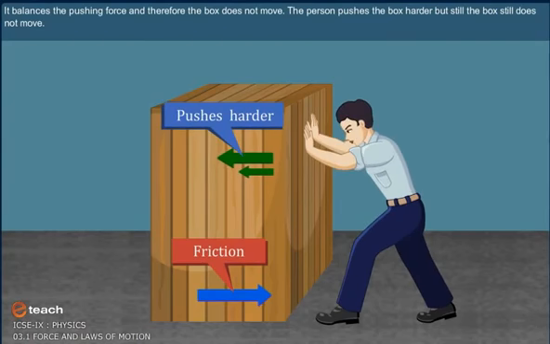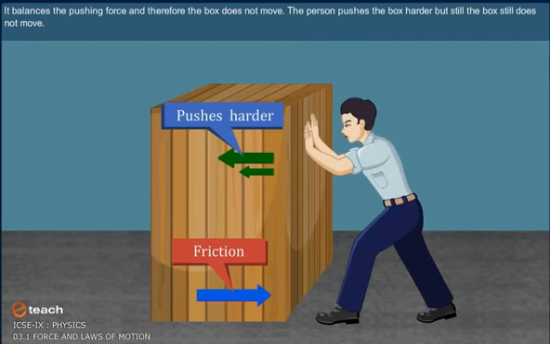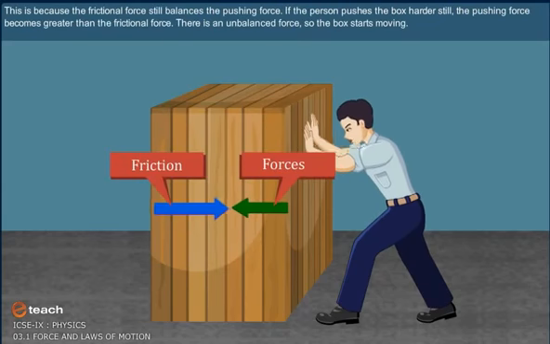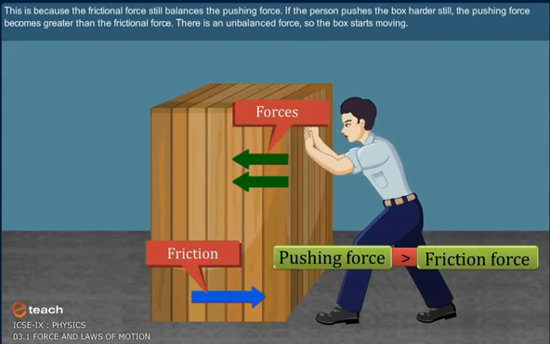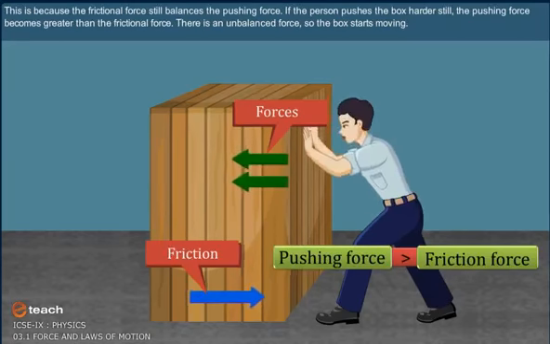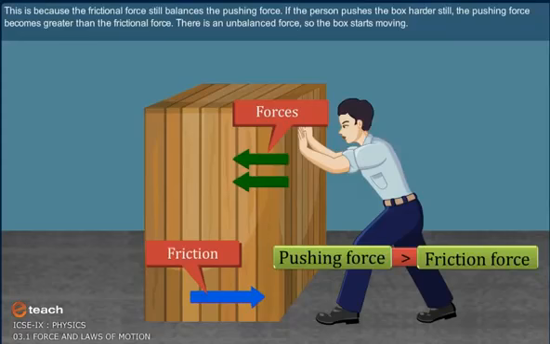The person pushes the box harder, but the box still does not move. This is because the friction force still balances the pushing force. If the person pushes the box harder still, the pushing force becomes bigger than the friction force. Therefore, it is an unbalanced force, so the box starts moving.